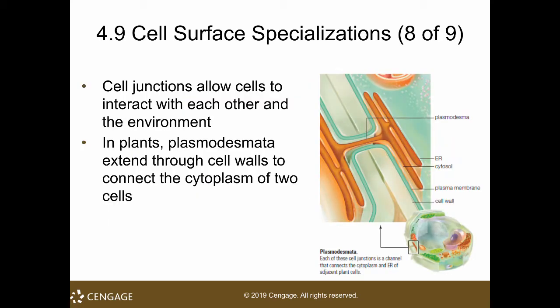Aside from the basement membrane, there are other structures on the cell surfaces: the cell junctions. Cell junctions allow cells to interact with each other and with the environment. In plants, we have the plasmodesmata. They extend through cell walls and connect the cytoplasm of two cells.